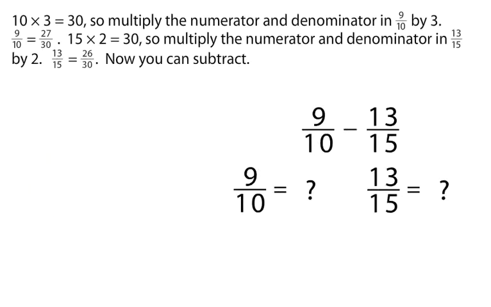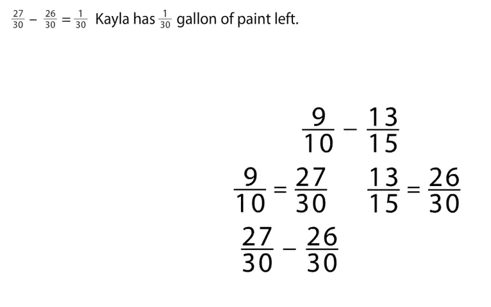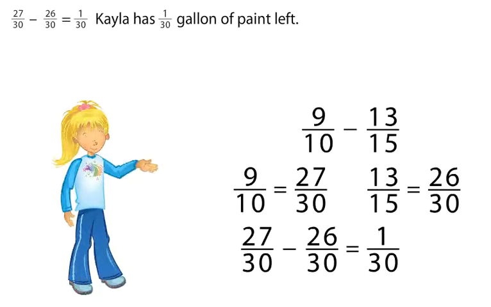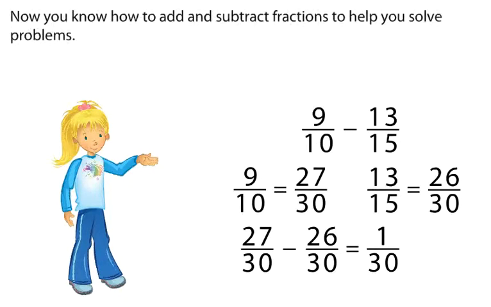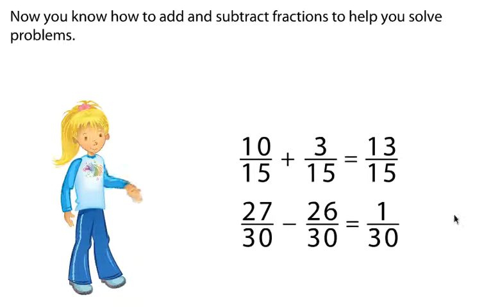10 times 3 equals 30. So multiply the numerator and denominator in 9/10 by 3. 9/10 equals 27/30. 27/30 minus 26/30 equals 1/30. Kayla has 1/30 gallon of paint left. Now you know how to add and subtract fractions to help you solve problems.